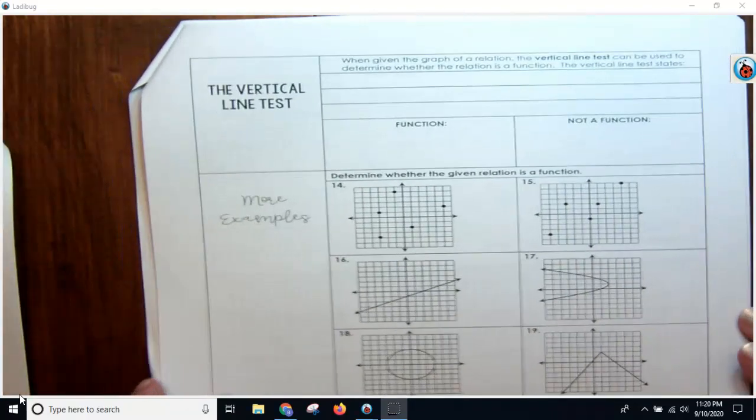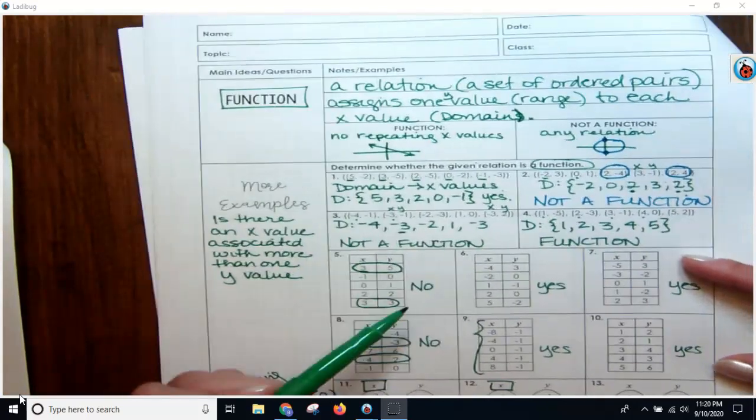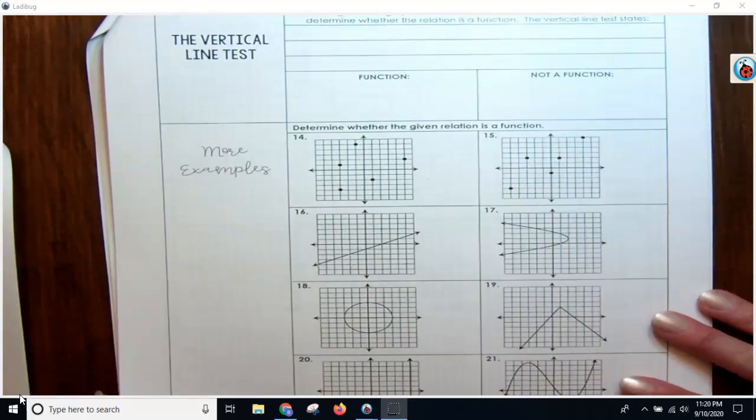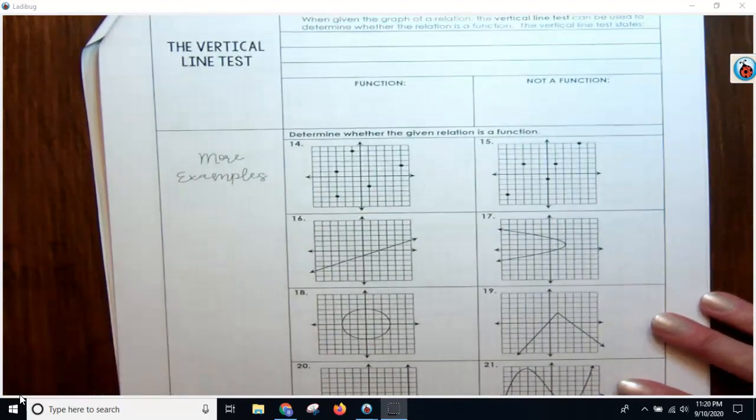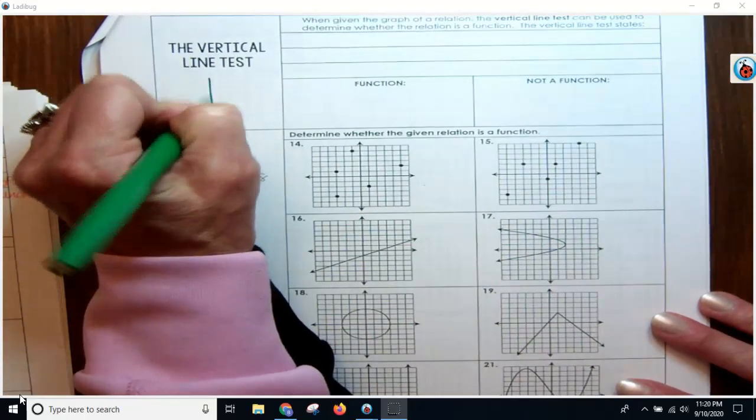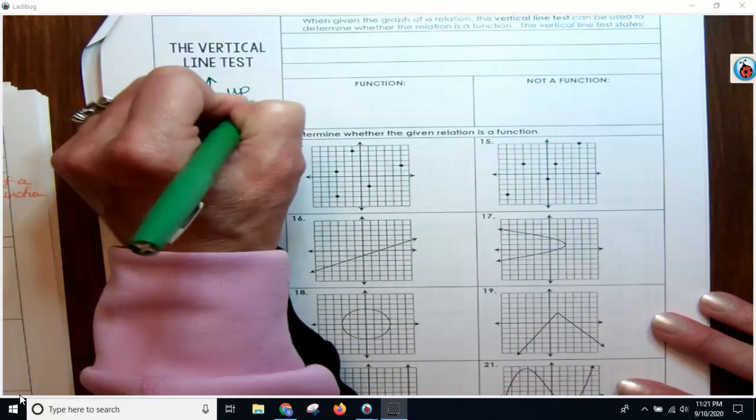So that is how you determine if you have a function with either ordered pairs, with a table, or with mapping. But how do you determine if you have a function with graphs? Well, you use this thing called the vertical line test. And the vertical line test is basically a vertical line, looks like this. This is a vertical line. It's up and down.